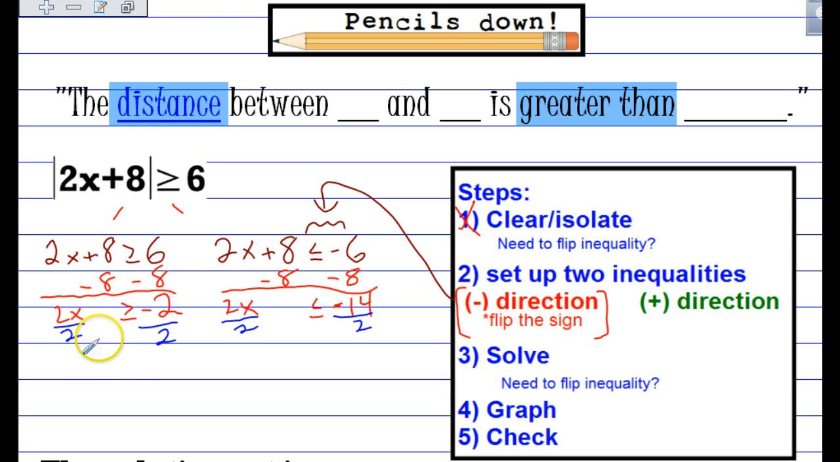And there you go. Oh, except for "or". I forgot "or". Of these two, which one's smaller? Negative 7. So negative 7 and negative 1. Open or closed? All closed.